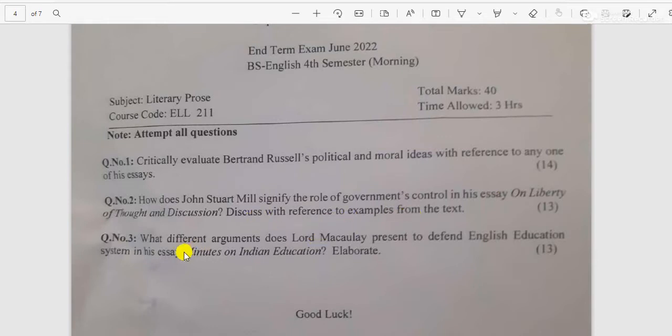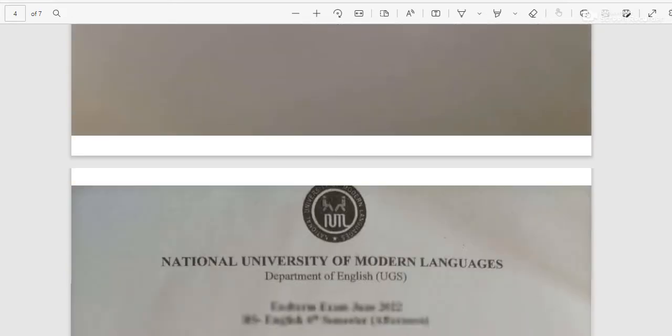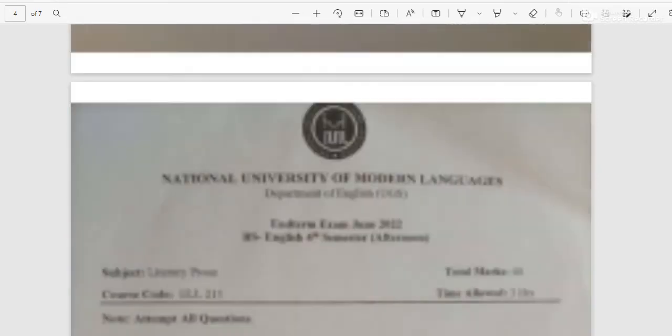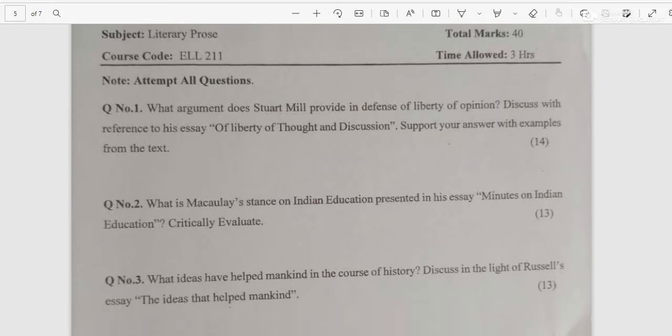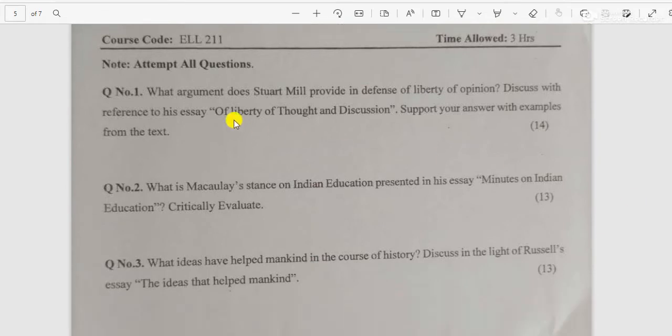Question number 3. What different arguments does Lord Macaulay present to defend the English education system in his essay Minutes on Indian Education? You have to elaborate it. Literary prose again, this is the afternoon paper, some questions are different.